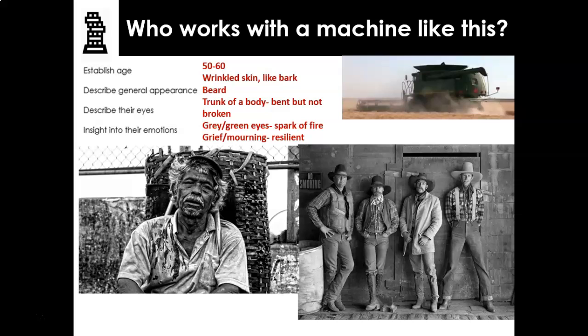Now, I love this. We've got a whole line of 4 cowboys. I know it sounds silly. The only reason I want you to think about this is under appearance. I've got a trunk of a body bent but not broken. But I just want to draw attention to the different ways that we can describe stance. If you like, posture, stance, how people stand, how they position themselves. Because when we start to describe general appearance, it's easy to say he stood. But look at the different ways.